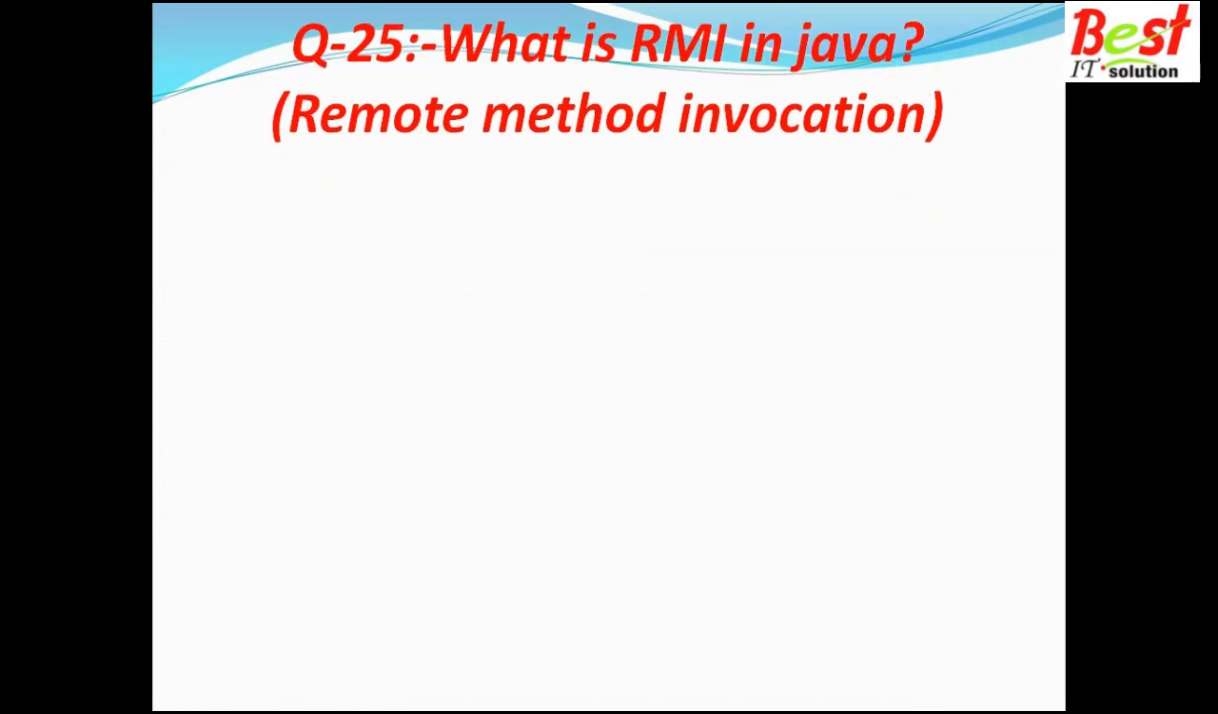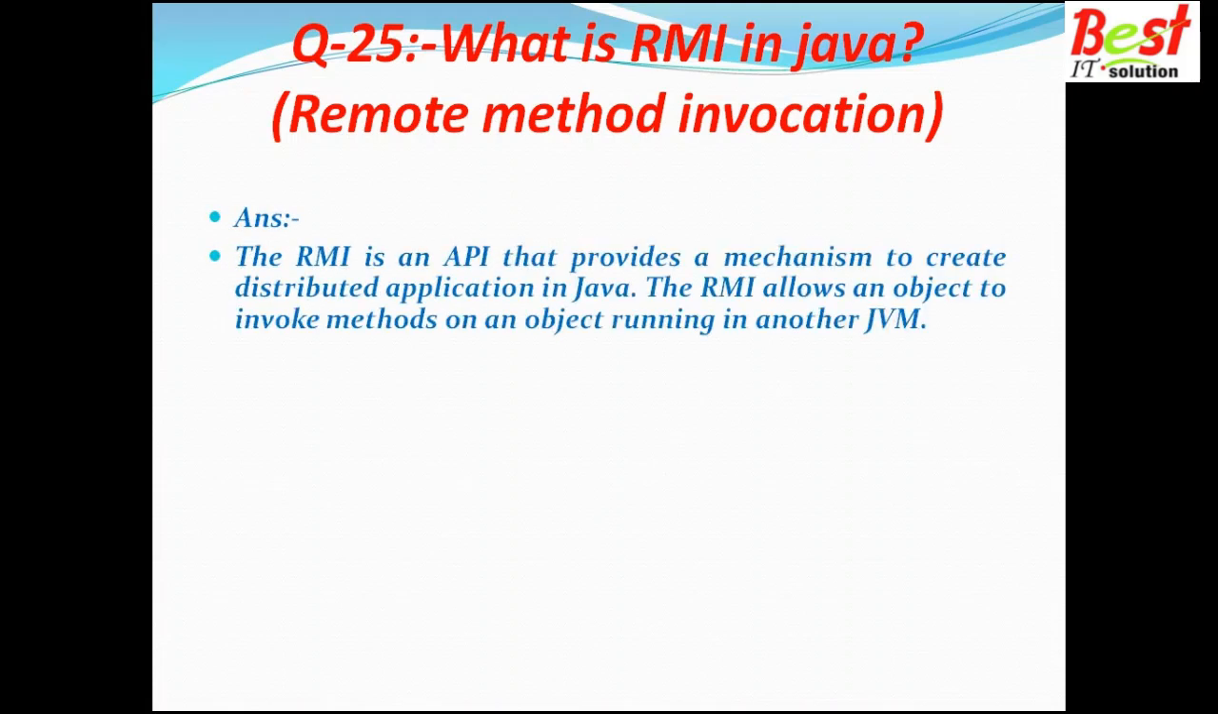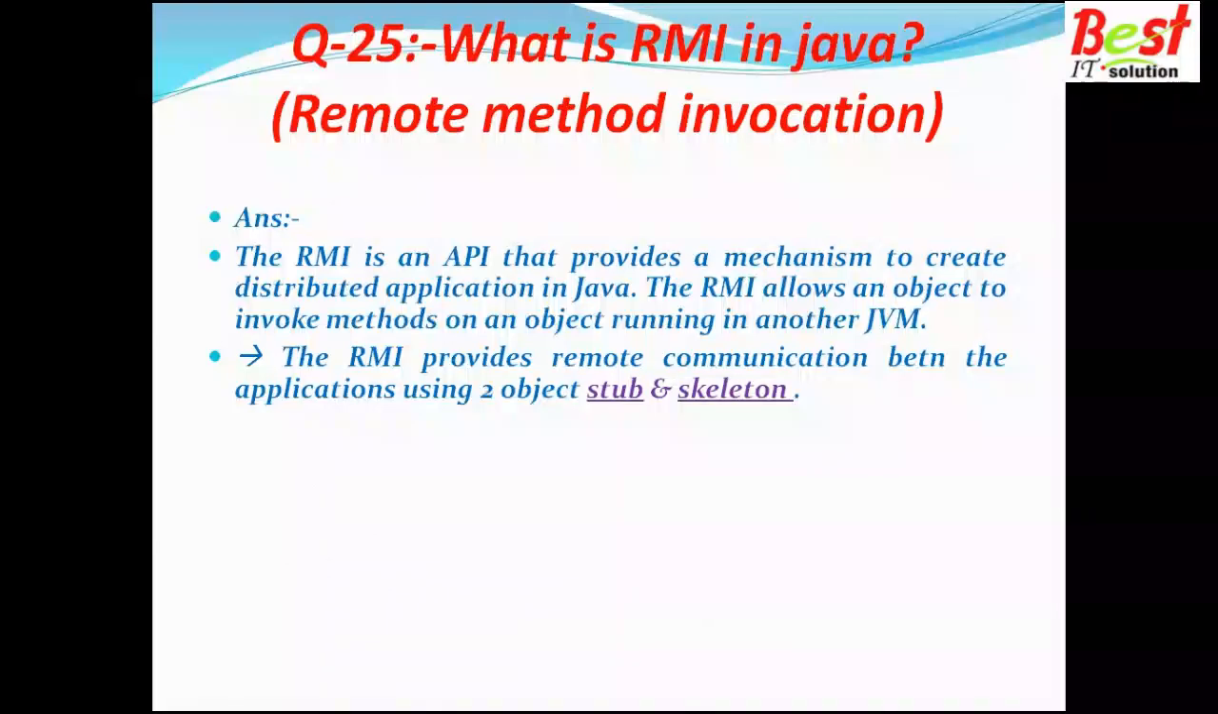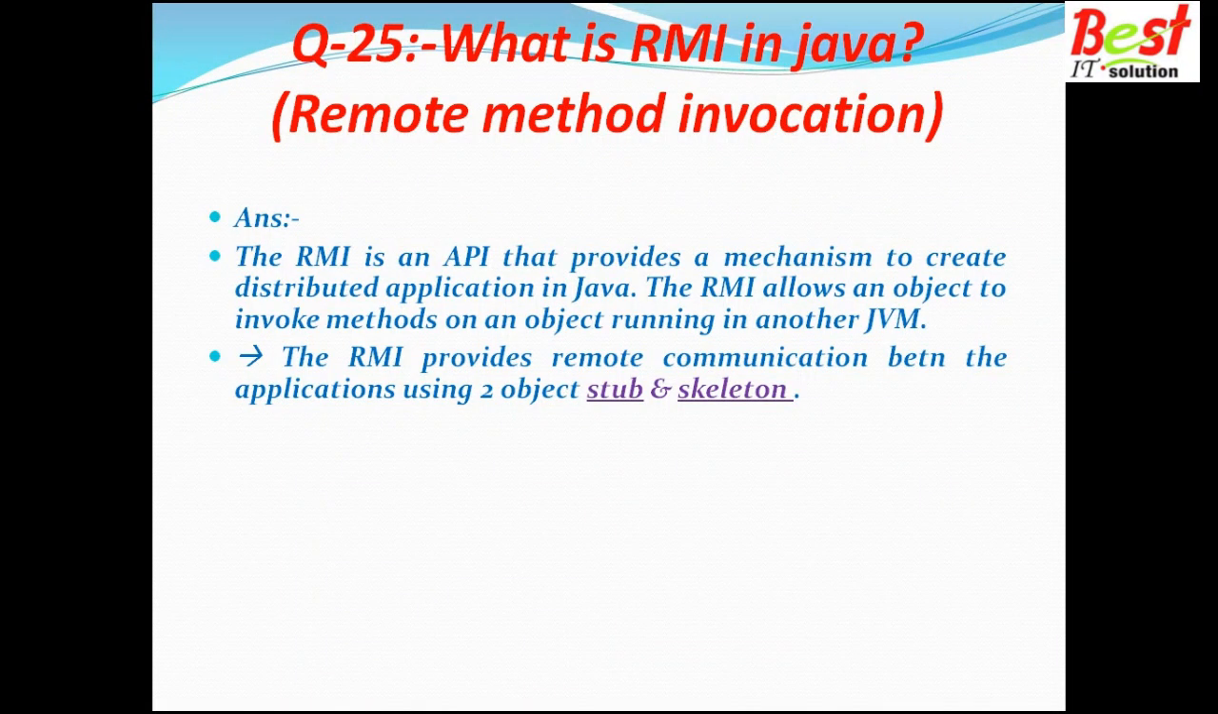What is RMI in Java? RMI means Remote Method Invocation. RMI is an API that provides a mechanism to create distributed applications in Java. RMI allows an object to invoke methods on an object running in another JVM.